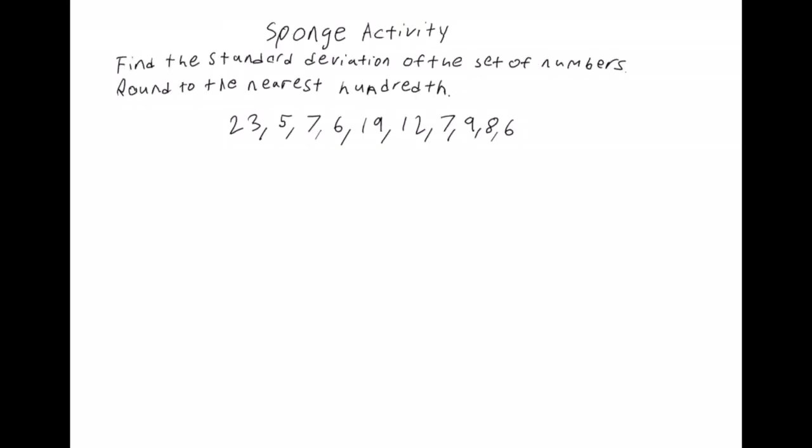Alright, now time for the sponge. Find the standard deviation of the set of numbers, round to the nearest hundredth. So we have these numbers: 23, 5, 7, 6, 19, 12, 7, 9, 8, 6. Put them in order and then do the steps that I just taught you in order to calculate the standard deviation.